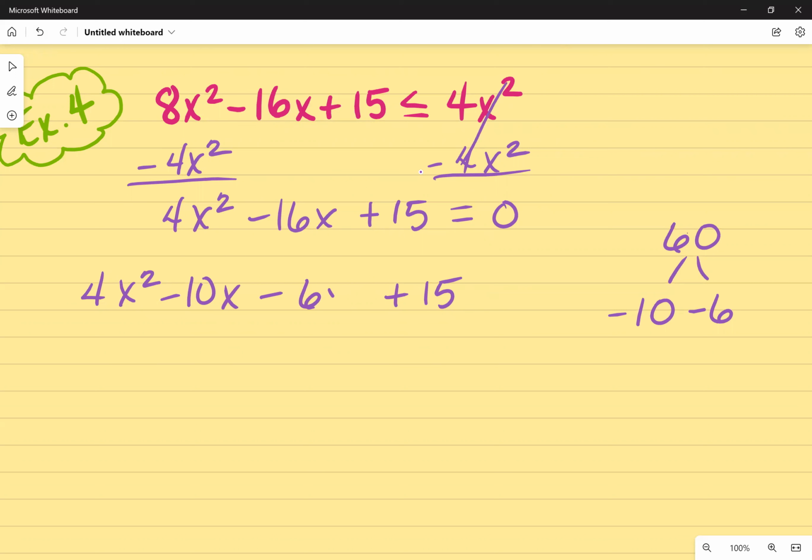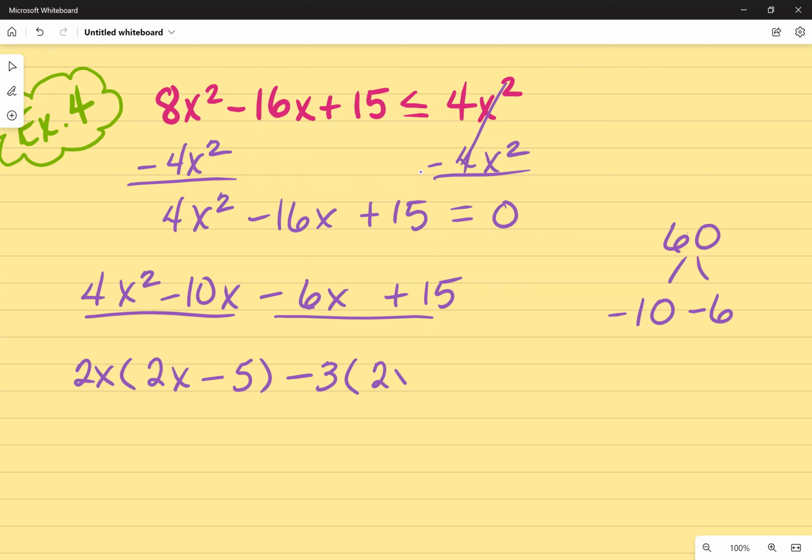So negative 6x. We're going to go 2 terms here, and then we're going to do the same with the next 2 terms, factoring out the greatest common factor. The first 2 terms, the greatest common factor is 2x. And once I divide each term by that 2x, I'm left with 2x minus 5. And then I can factor out a negative 3 here. And again, you have to pay attention. You're going to have to change that sign. So 6x divided by that 3 is leaving me with a positive 2x. I know I'm going to have to change this sign. 15 divided by negative 3 is negative 5.